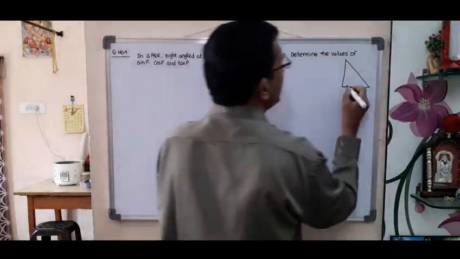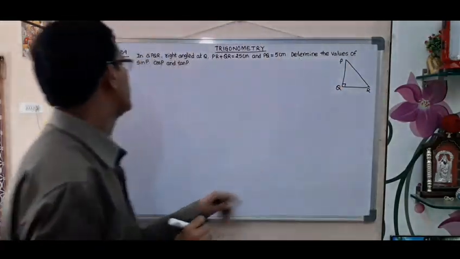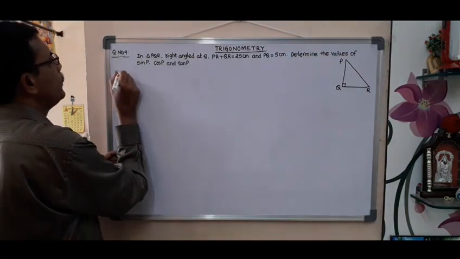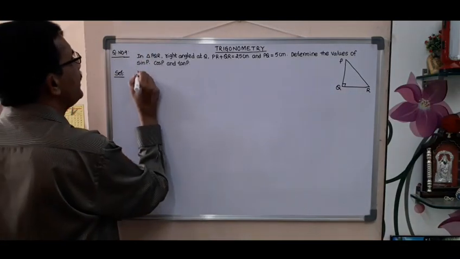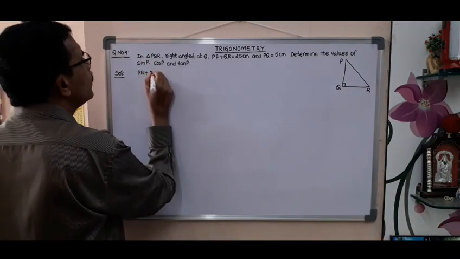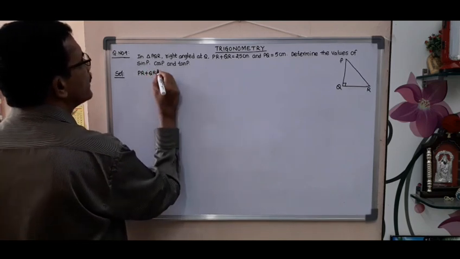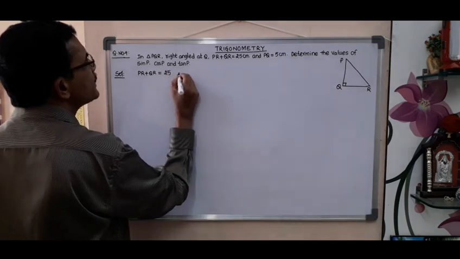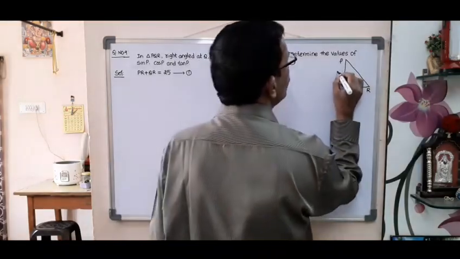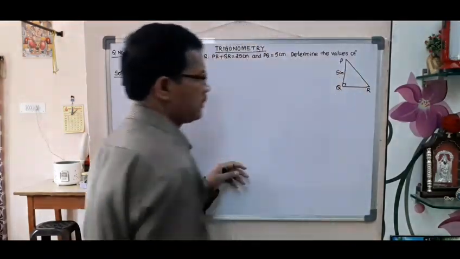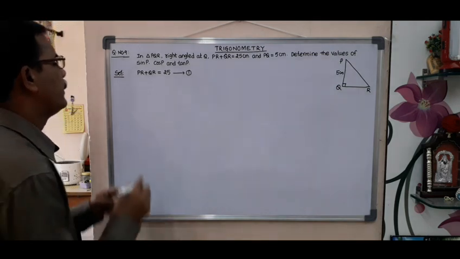Right angle at Q, it is given Q is equal to 90 degrees. Solution. PR plus QR is given 25 centimeters. PR plus QR is equal to 25 centimeters. I am taking it as equation 1. And PQ is equal to 5 centimeters. Determine the values of sin P, cos P and tan P.